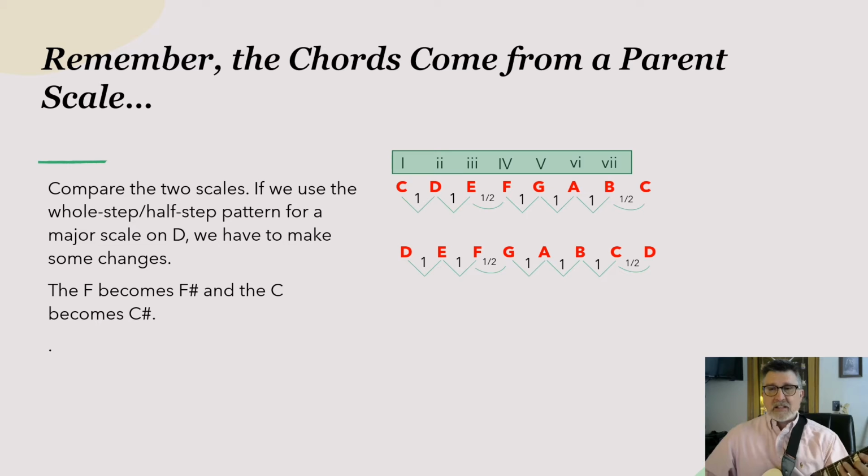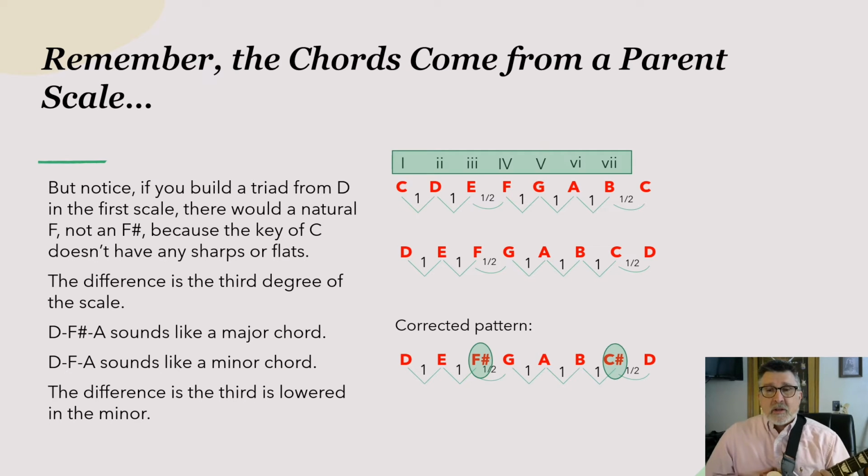If I want to make that sound like a major scale, I have to make some changes to it. I have to go D, E, F sharp, G, A, B, C sharp, D. So to correct the scale for D major, notice I had to add an F sharp and a C sharp. That would give us a correct major scale sound if you wanted to play a D major scale.